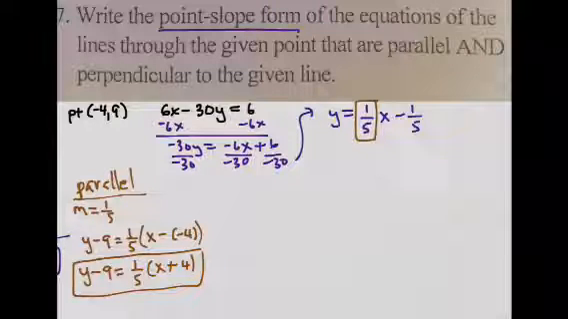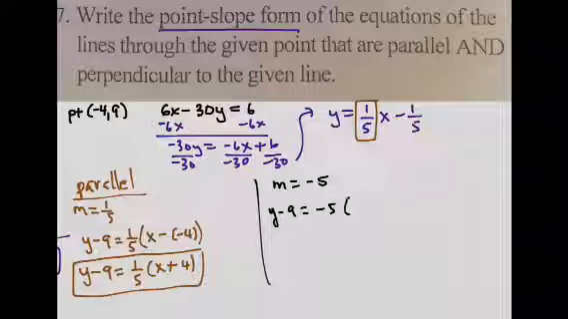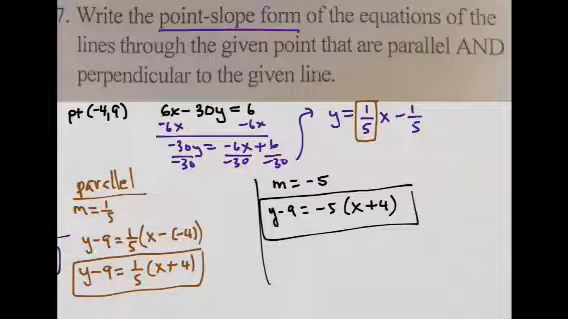Now for the perpendicular, on this side, the slope is going to be opposite and reciprocal. So instead of 1/5, it's going to be -5. -5 over 1. The same point, y - 9 = -5 times the quantity of (x - x1). Since we already know that, we're going to have a double negative, might as well just put plus 4 and get it done in one step. So here's the answer in point slope form.